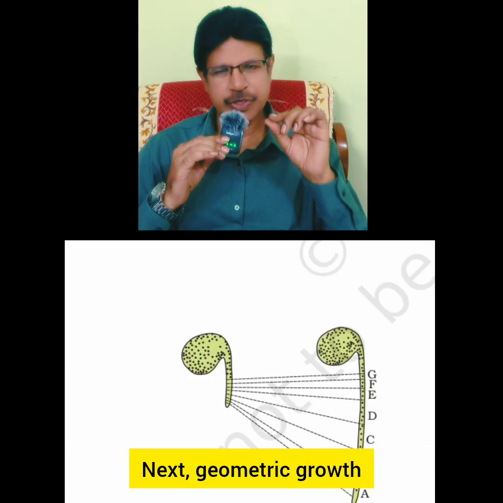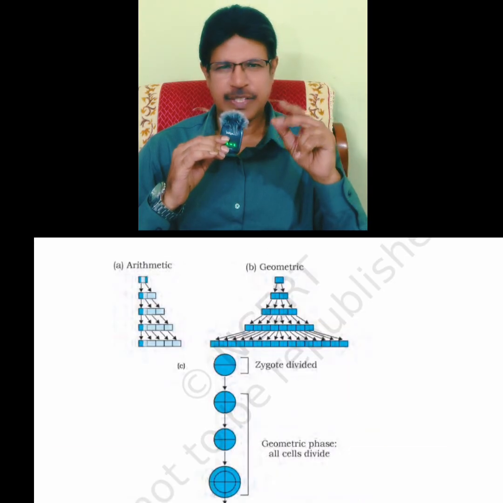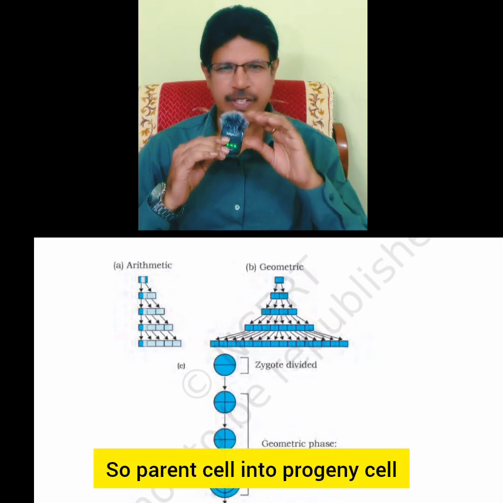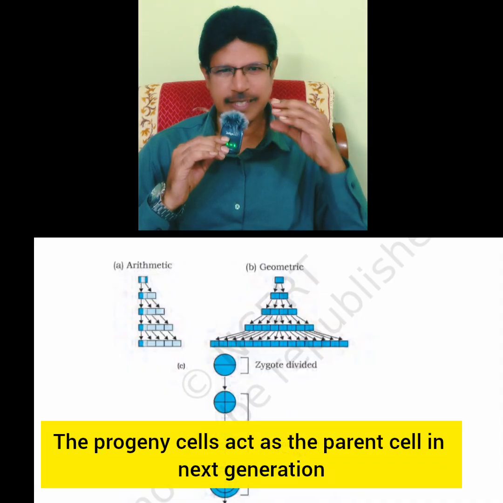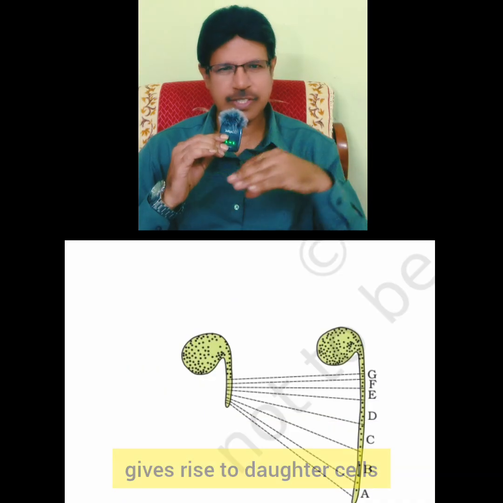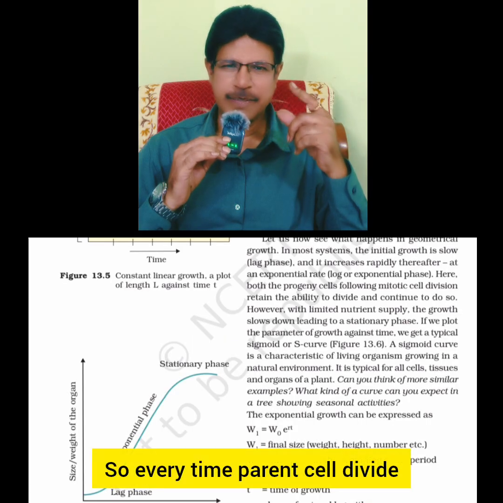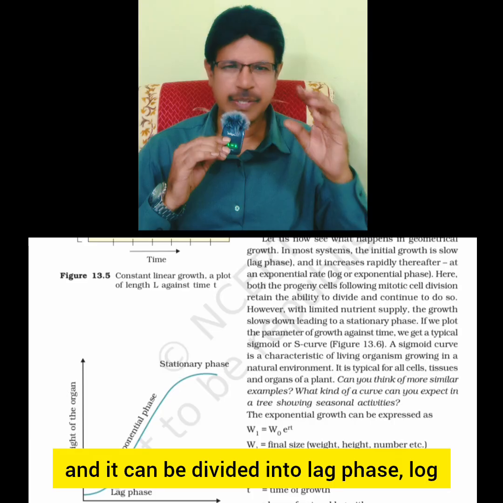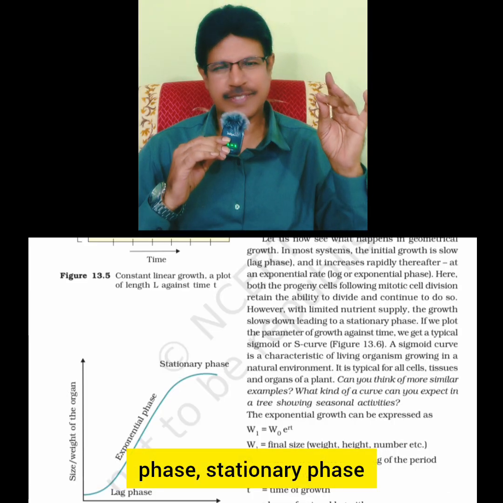Next, geometric growth. The parent cell divides into two progeny cells. The two progeny cells again divide to form more progeny cells. So the progeny cells act as the parent cells in the next generation and give rise to daughter cells. So every time the parent cell divides, the progeny cells divide. And it can be divided into lag phase, log phase, and stationary phase.